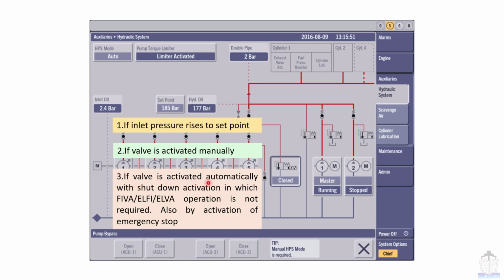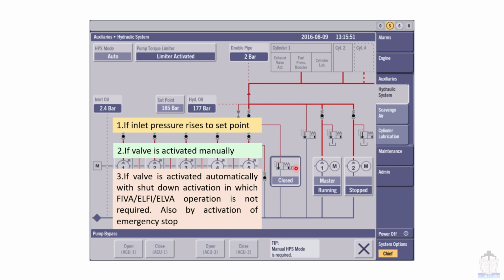Third, if valve is activated automatically with shutdown activation, in which FIBA LFILBA operation is not required, and also by activation of emergency stop. So when you press emergency stop, then also these two solenoid valves get activated and hydraulic pressure becomes zero. Also in most of the shutdown conditions, both solenoid valves get activated and bring this hydraulic pressure to zero. Please note, not in all types of shutdown this valve gets activated. Only in some specific shutdowns these two valves get activated.